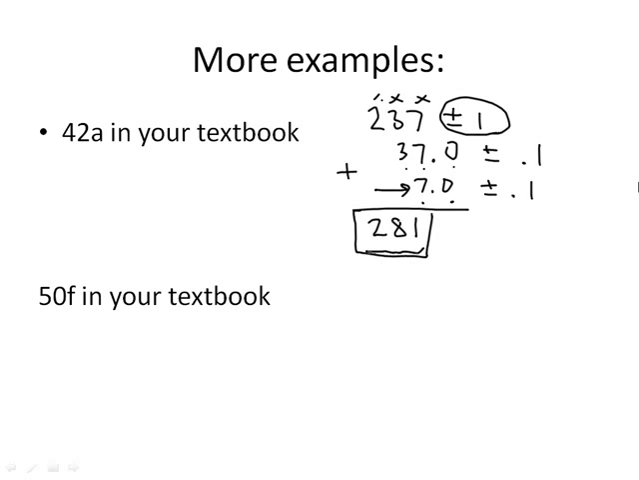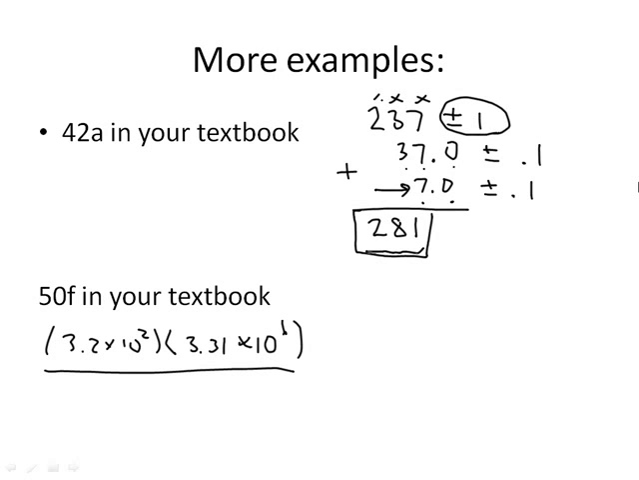So F, I have 3.2 times 10 to the second, and that's multiplied by 3.31 times 10 to the sixth, divided by 4.00 times 10 to the negative third, and that's multiplied by 2.0 times 10 to the sixth.